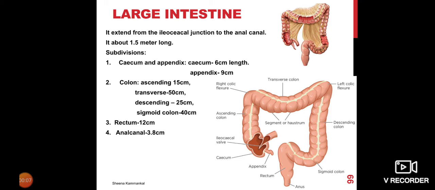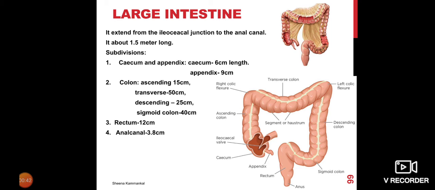Today we are going to discuss the large intestine. The large intestine consists of different parts. It starts with the cecum, runs up as the ascending colon, continues as the transverse colon, then the descending colon, then an S-shaped sigmoid colon, which ends into the rectum, and finally the anal canal. So these are the different parts of the large intestine.